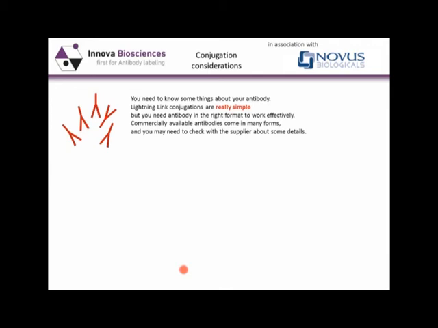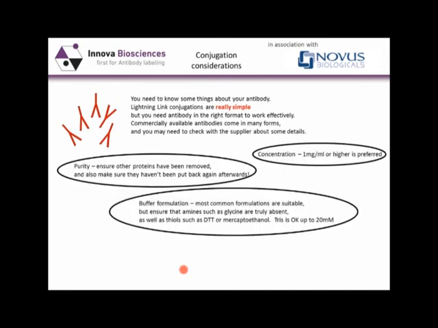Changing tack just a little bit, I talked about the fact that the Innova lightning link kits are very, very simple to use. What I'd like to take just a moment or two to consider are some things that you need to think about when conjugating your antibody and about the antibody itself. Commercially available antibodies actually come in many forms, and you may need to check with your supplier about some important details. Some of these are outlined here.